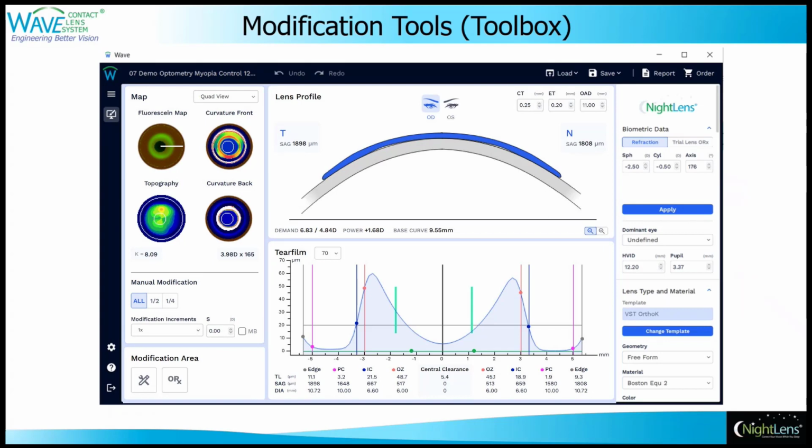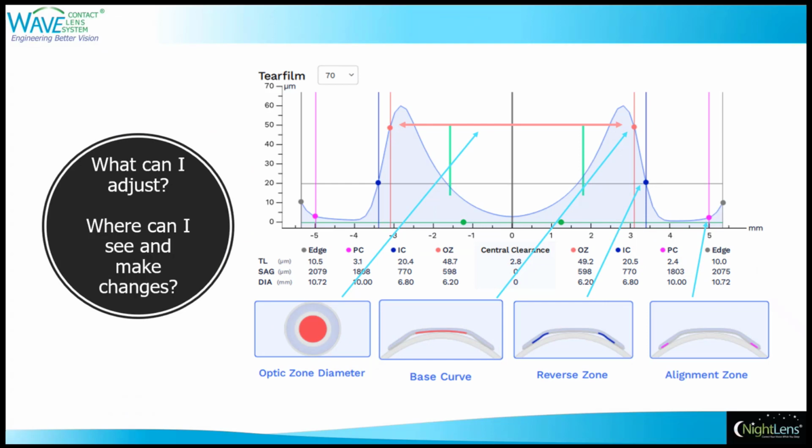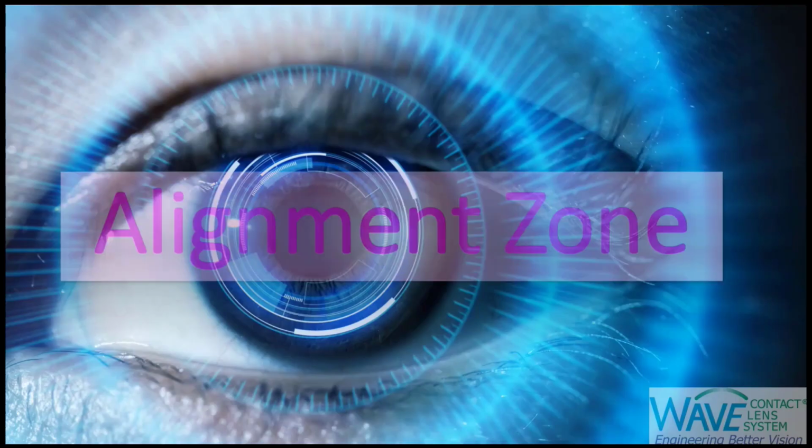This is a Wave Night lens design based on the VST template. So we can customize this lens design through the modification area. Breaking down the Night lens, there are 4 main adjustments that can be made using the modification tools: the alignment zone, reverse zone, base curve, and optic zone diameter. We will go through each of these in detail.